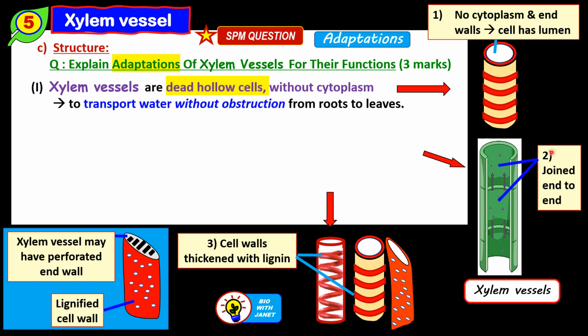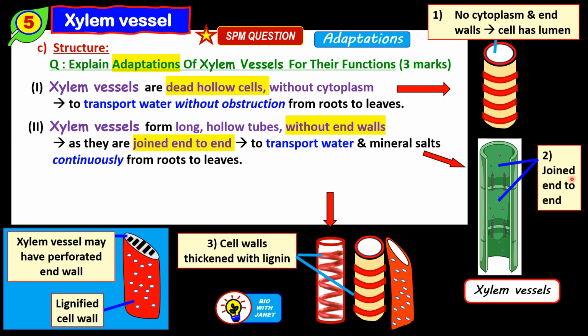Firstly, xylem vessels are dead hollow cells without cytoplasm, as seen in this picture. The cytoplasm has disappeared and there is a hollow center here, all right, to transport water without obstruction from roots to leaves. Okay, so the water can flow very well without any obstruction like cytoplasm to block it, right? So this is how they are adapted to transport water without obstruction. And the center part where there's a hole here, this part is called the lumen. The hole is called the lumen.